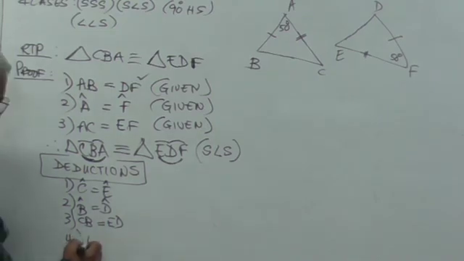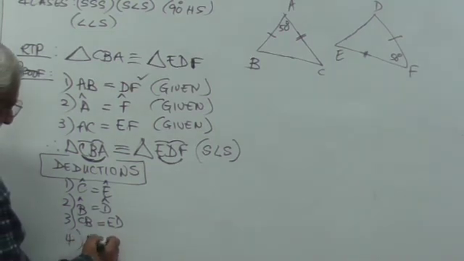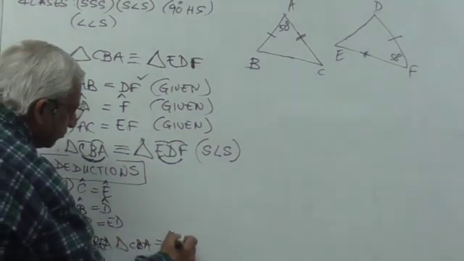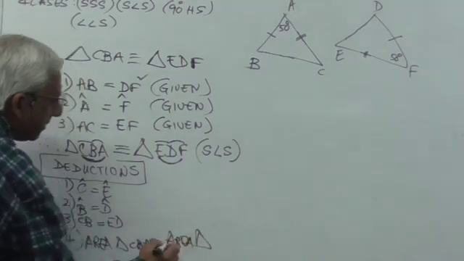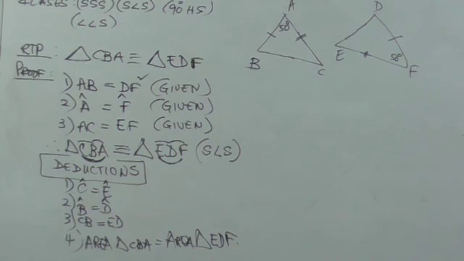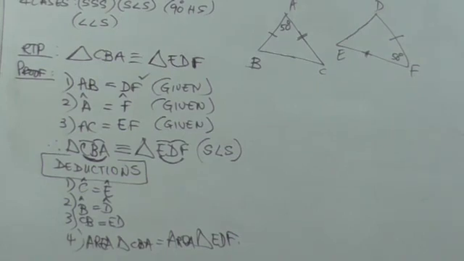And finally, area of triangle CBA is equal to the area of triangle EDF. So that was our second example proving two triangles are congruent. Alright?